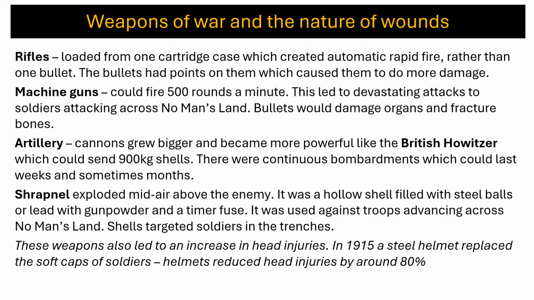So it was a hollow shell, hollow explosive filled with steel balls or lead with gunpowder and a timer fuse. It was used against troops advancing across no man's land, and shells targeted soldiers in the trenches as well. Now, these weapons also led to an increase in head injuries. So in 1915, as a standard issue, a steel helmet replaced the soft caps for soldiers, and helmets reduced head injuries by around 80%. So many soldiers had their lives saved by steel helmets.